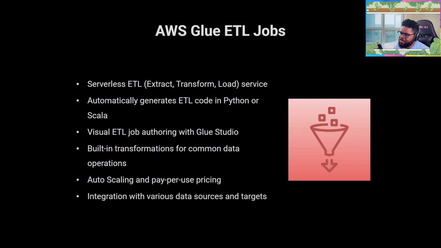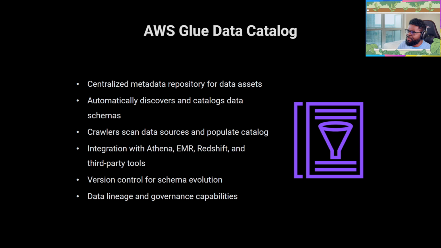There is built-in transformation for common data operations. So if there is something that is common, you can just do it in Glue. Auto scaling and pay per use pricing, right? So like I said, you don't really need to manage any capacity when you're dealing with Glue. Integration with various data sources and targets, right? So the whole idea is that you're loading data from somewhere, you're doing transformation on top of it, and then you're saving it again somewhere else, right? So we just looked at the jobs themselves, but that brings us to Glue Data Catalog, right?